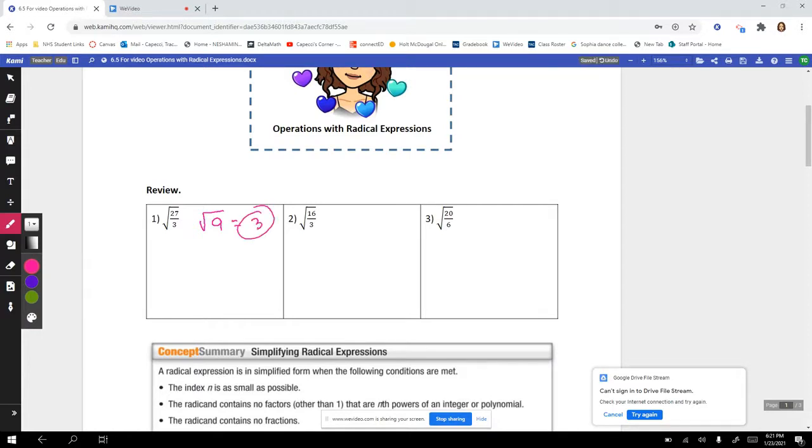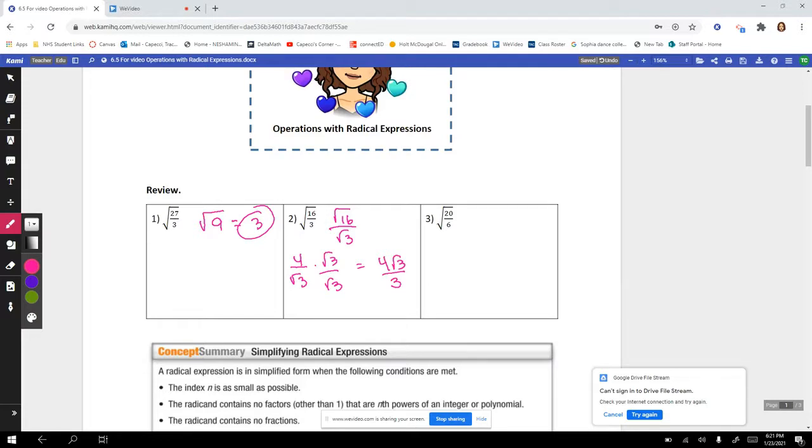Now in number 2, the 3 in the bottom, we can't divide 16 and 3 evenly, and the 3 is not a perfect square. So we're going to have to rationalize the denominator. The first thing we're going to have to do is split those. The square root of 16 is 4. We have 4 over root 3. So we multiply top and bottom by root 3, and my final answer is 4 root 3 over 3.